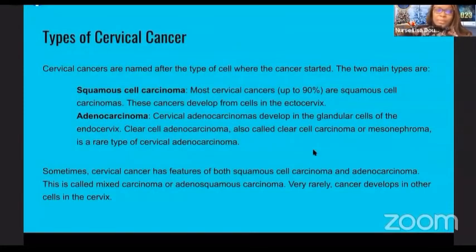The types of cervical cancer. Cervical cancers are named after the type of cell where the cancer started. The two main types are squamous cell carcinoma and adenocarcinoma. Most cervical cancers, up to 90%, are squamous cell carcinomas. These cancers develop from cells within the ectocervix. Cervical adenocarcinomas develop in the glandular cells of the endocervix. Clear cell adenocarcinoma, also called clear cell carcinoma or mesonephroma, is a rare type of cervical adenocarcinoma. Sometimes cervical cancer has features of both squamous cell carcinoma and adenocarcinoma. This is called mixed carcinoma or adenosquamous carcinoma. Very rarely, cancer develops in other cells in the cervix.